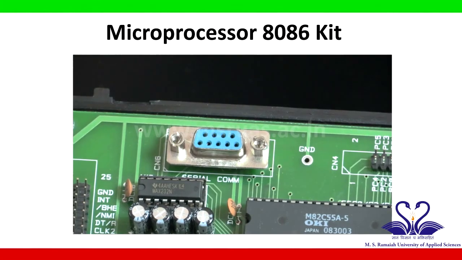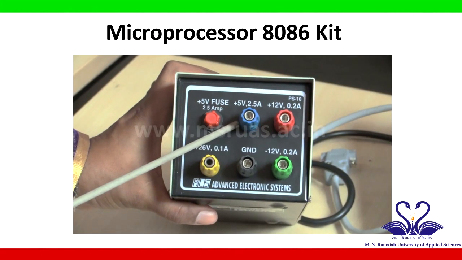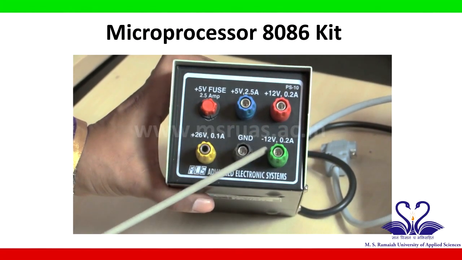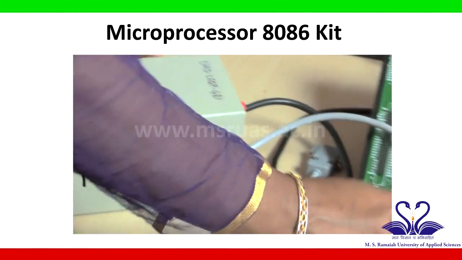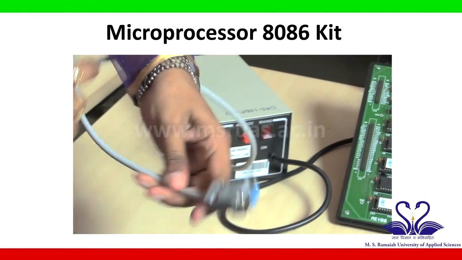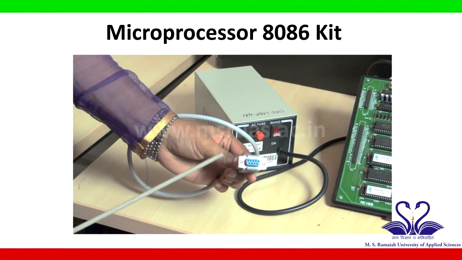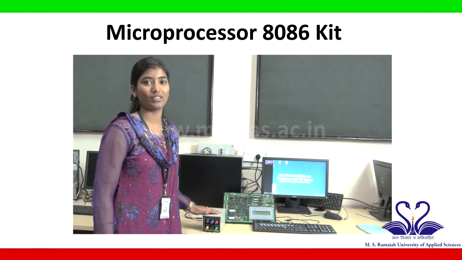serial communication. This is a power supply which consists of 5 volt supply, ground, plus 12 volt and minus 12 volt supply. Behind there is a knob provided in order to connect it to the microprocessor kit. Now let us begin the experiment and let us do the connections first.